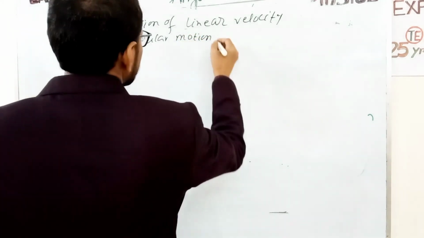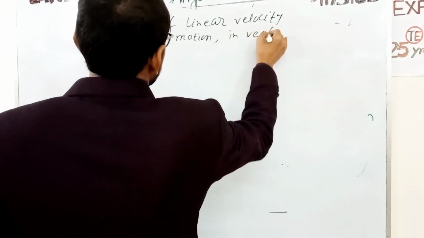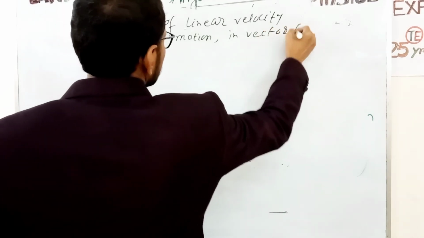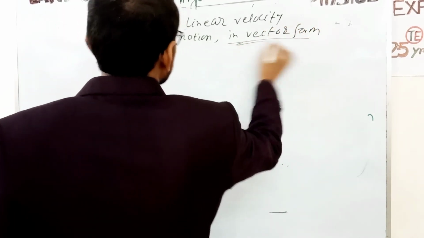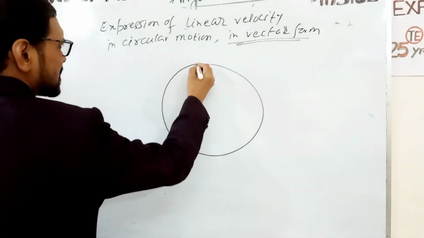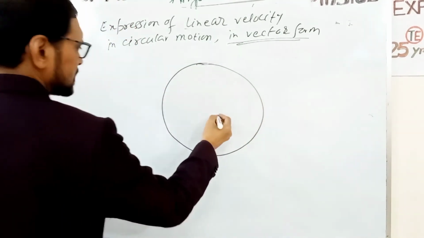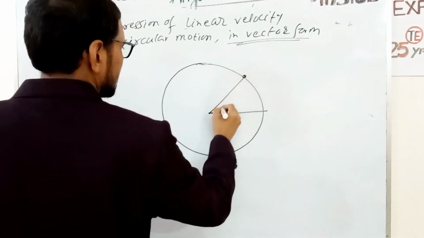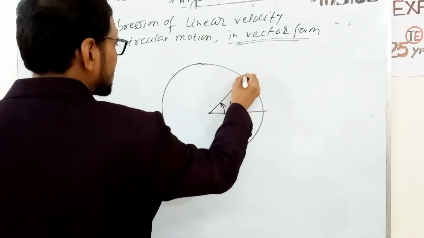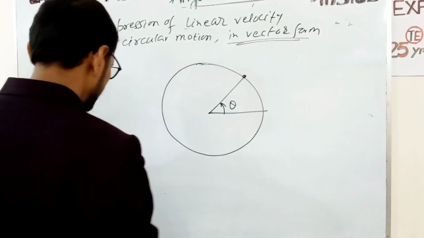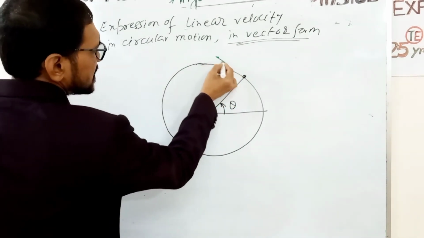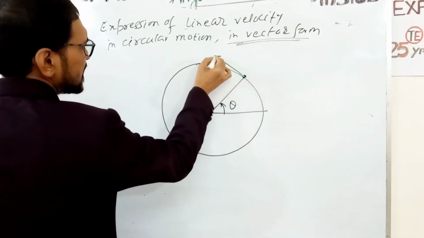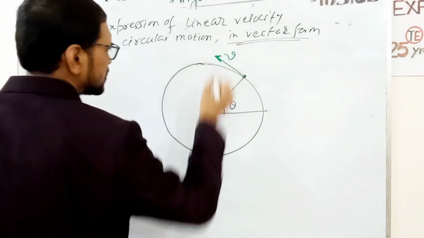Expression of linear velocity in vector form. Suppose a particle rotates in a circular path. At any moment, the angular position of the particle is this. Now what is the direction of linear velocity? Linear velocity will always be along the tangent. So this is the linear velocity.